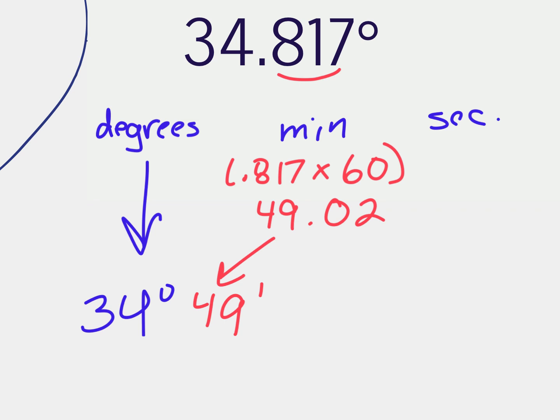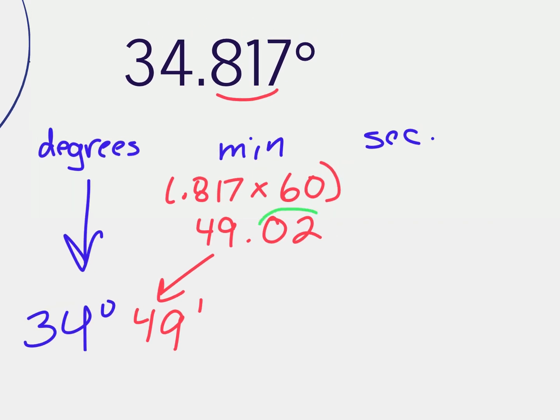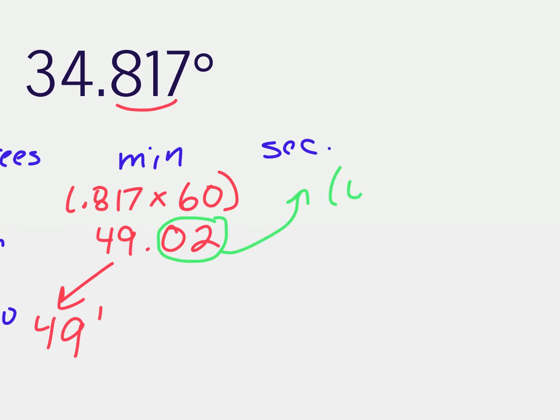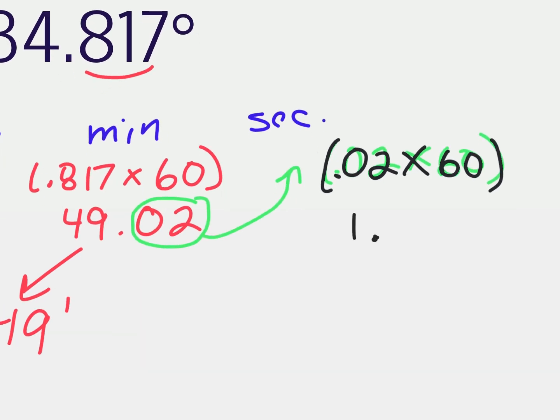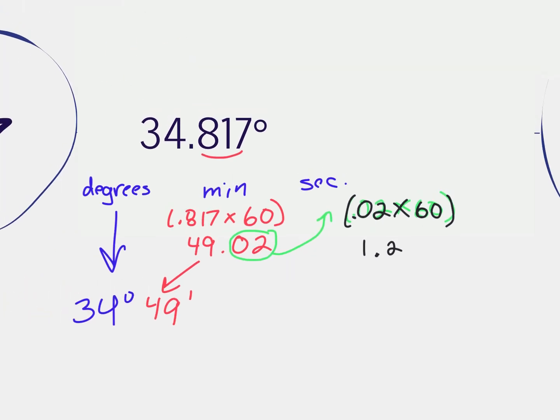And then how do I find the seconds? I'm going to take the decimal and multiply it by what number? There you go. 60 again, because what's 60 times 60? 3,600. Can you guys see that better? So what's 0.02 times 60? 1.2. All right, keep the whole number.